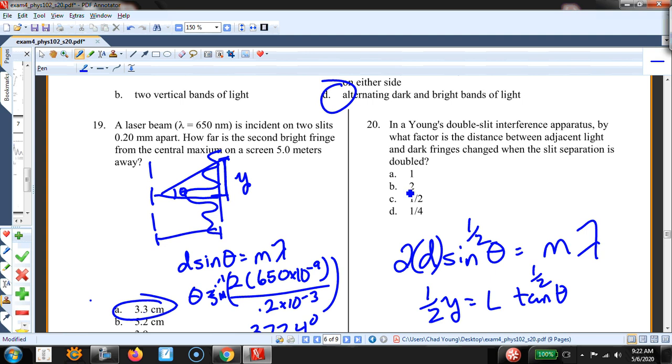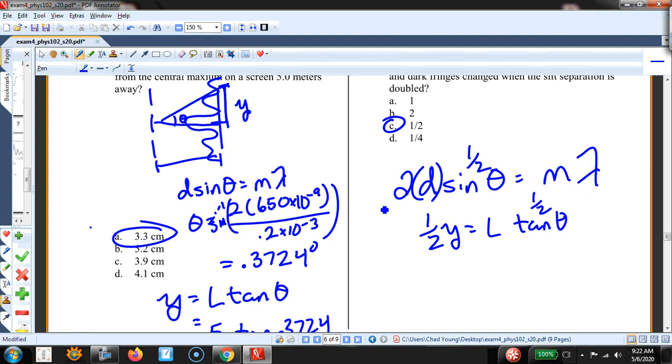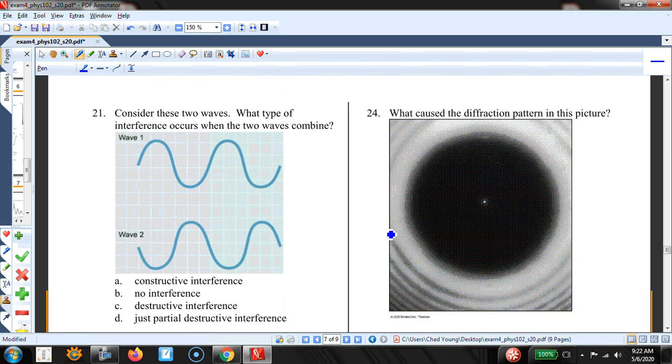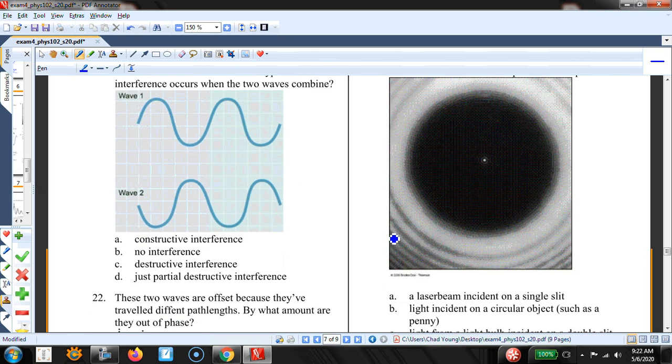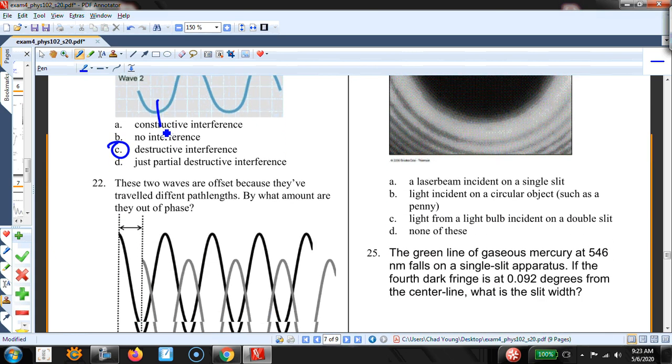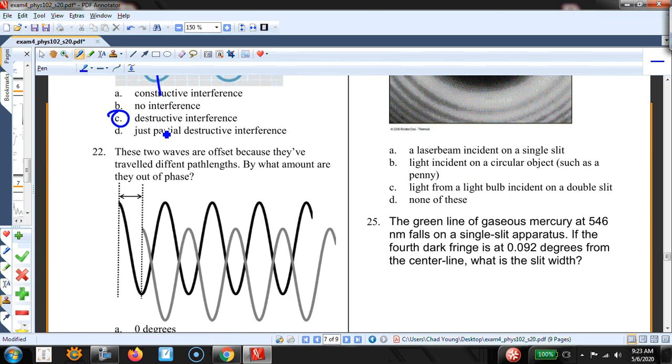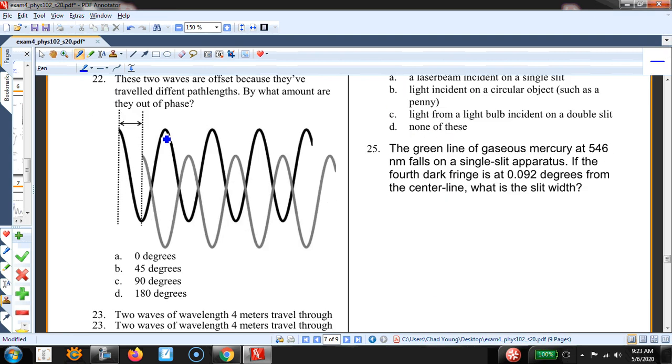So the distance between the light and dark fringes will halve if you double the slit separation, which, you know, it's not really intuitive. If I put those slits farther apart, then the fringes move closer together by the same amount. Interference, what type of interference is this? That's destructive, because the peaks and the troughs line up. By what amount are these out of phase? For number 22, these are 180 degrees out of phase.